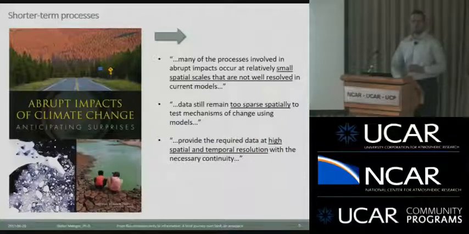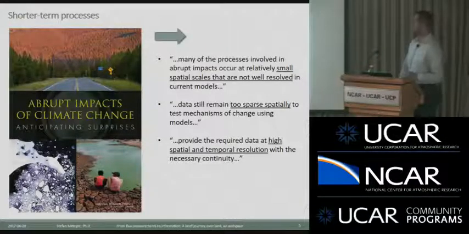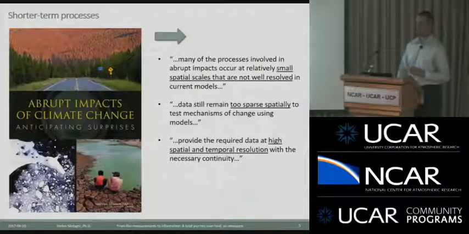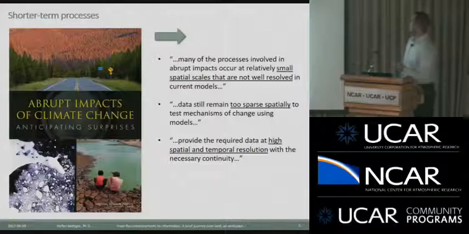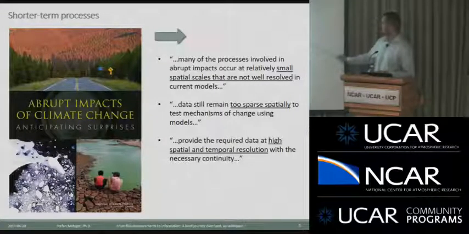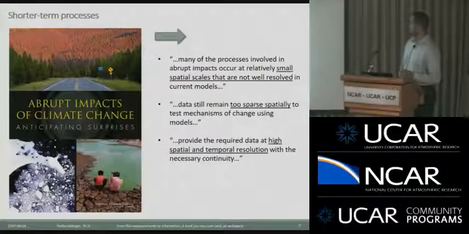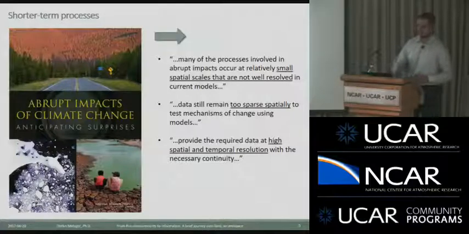Now, what we see recently happening, and that's a report by the National Research Council, is that we do have more and more extreme events and upward impacts of what we see as climate change. And what we do realize is that several of these processes, where we're having our most trouble, is that small spatial scales are not necessarily very well resolved in today's models, that our data still remains too sparse spatially to test some of the underlying mechanisms that we might be interested in to address some of the most challenging societal questions and issues. And to also have the required data available 24/7 around the globe, essentially, at high spatial and temporal resolution. So that's observational data, not model data. That's with regard to shorter-term processes.